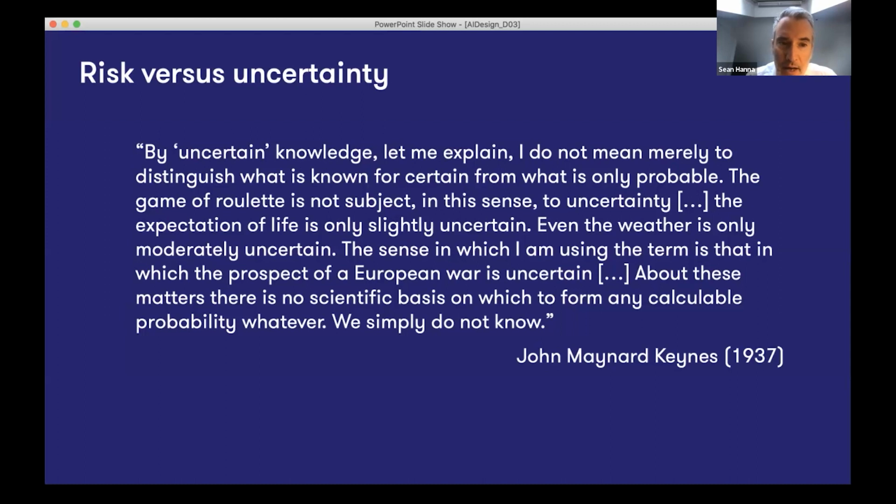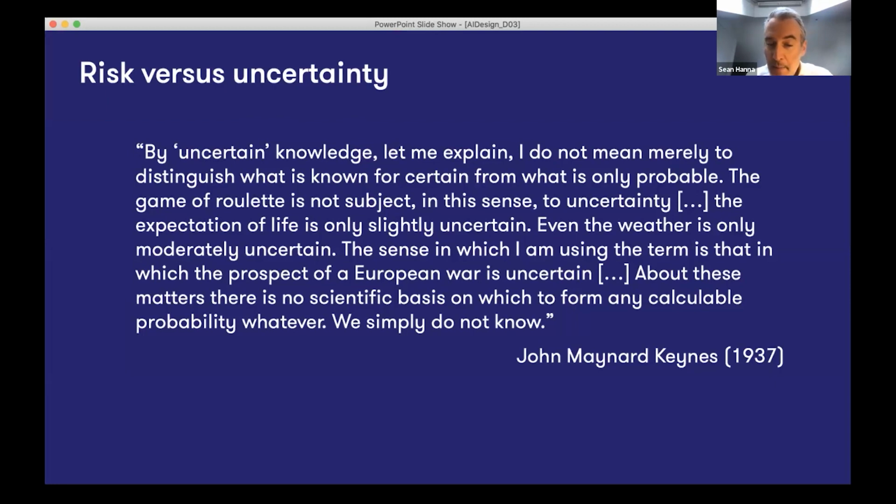He's talking about uncertain knowledge not being what's only probable. He says the game of roulette, for instance, isn't subject to uncertainty in this sense. The expectation of life is only slightly uncertain, and the weather is only moderately uncertain. So he says the sense in which I'm using the term is the sense in which the prospect of a European war is uncertain. About these matters, there's no scientific basis on which to form any calculable probability whatsoever. We just don't know. Now, of course, he was writing just after the Great Depression.